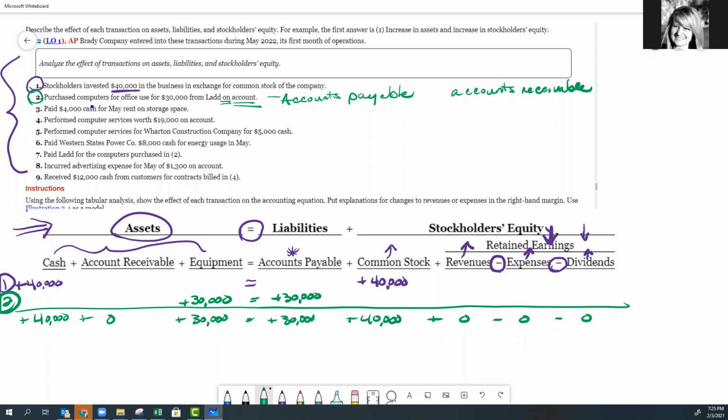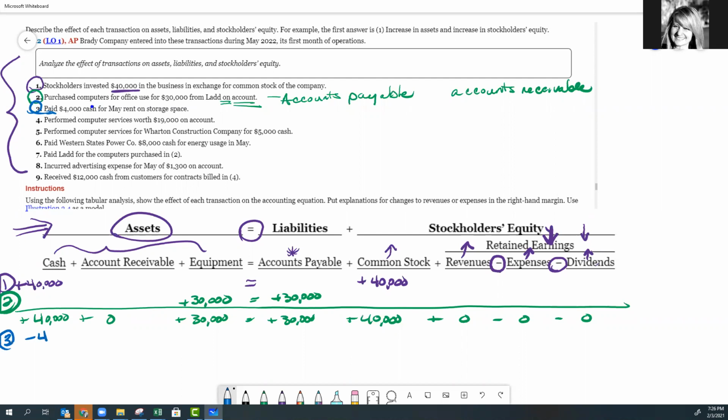All right. So let's go to our third transaction here. And here we've paid $4,000 cash for May rent on our storage space. So this is rent that we paid for the month of May, and we paid it during the month of May. So that is an expense of our business. And we used our cash. So we paid cash.